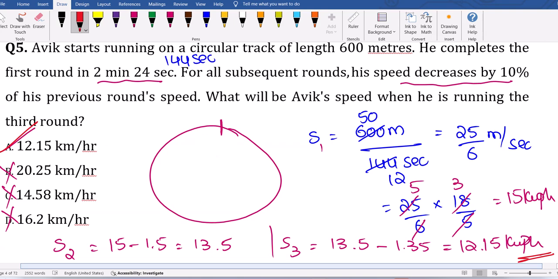Got it? So initial speed is different. Now the speeds are decreased. In fact, very simple logic. You got 15. Okay, one round after 13.5. Still we need to decrease, less than 13.5. Only one option available. But converting meter per second into kilometer per hour, here minutes entirely you need to convert into seconds, that you have to understand.